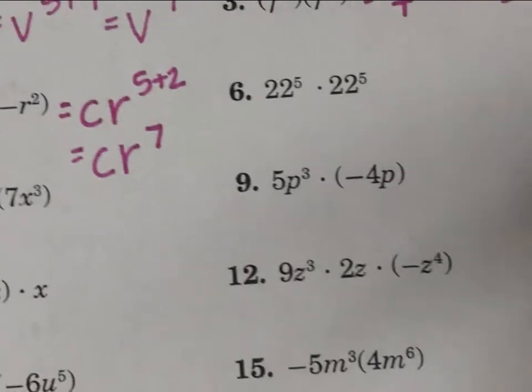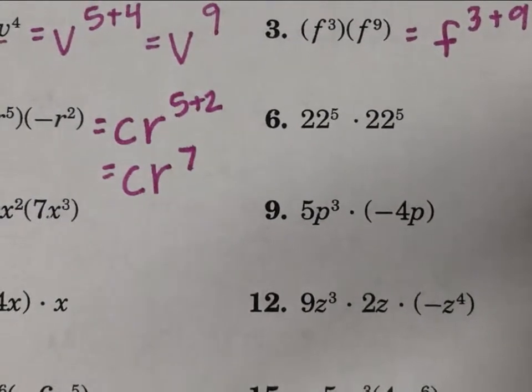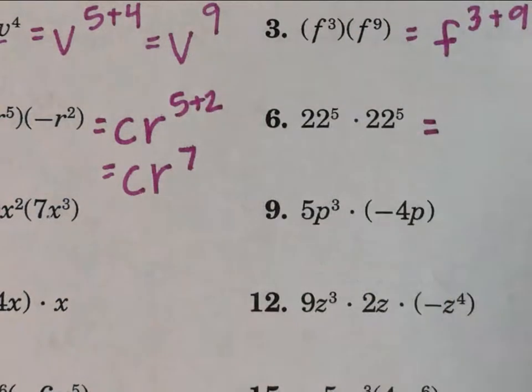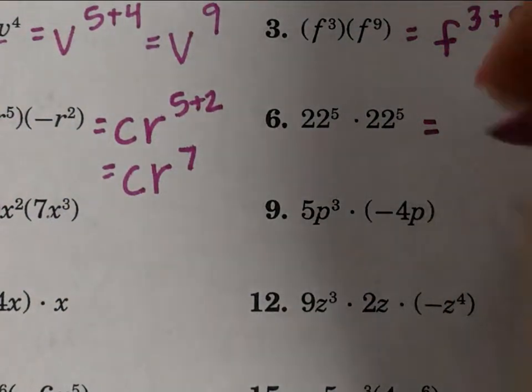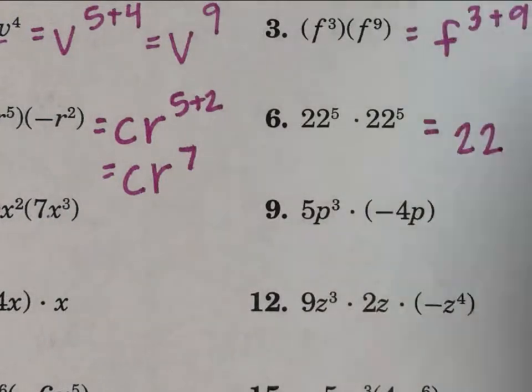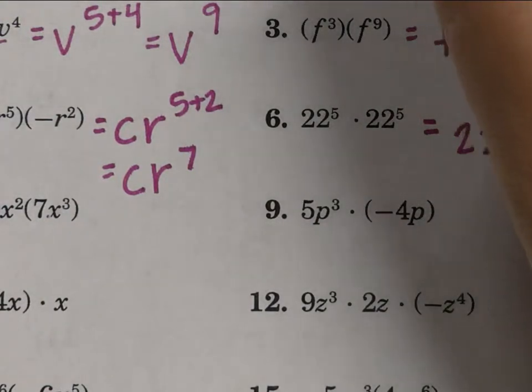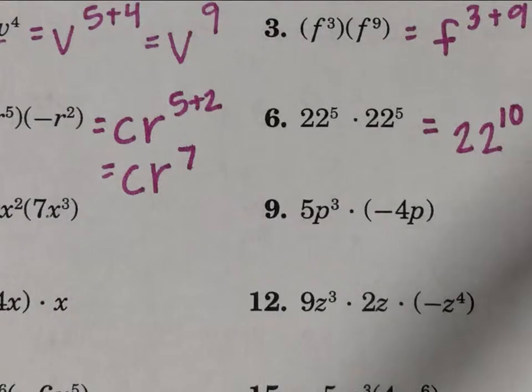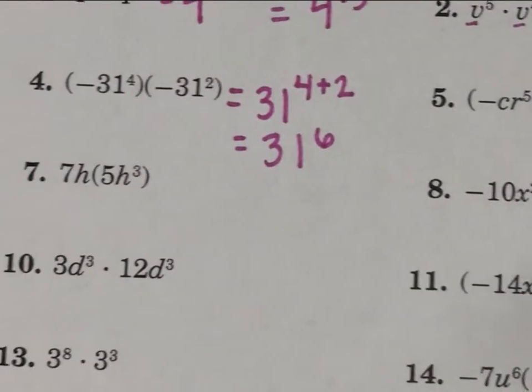Number 6. Got 22 to the 5th times 22 to the 5th. So do I have the same base? Yeah, so can I add the exponents? Yeah, so what's my answer? 22 to the 10th power. Alright, what about number 7?